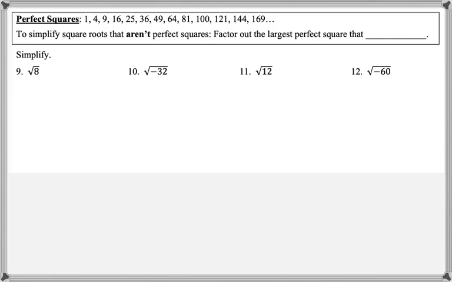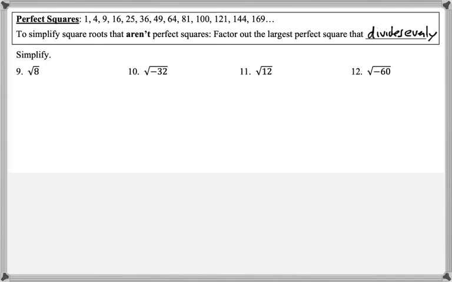So to simplify square roots that aren't perfect squares, we want to factor out the largest perfect square that divides evenly. So number 9 is the square root of 8. As you can see, 8 is not a perfect square. And if you were to type the square root of 8 on your calculator, you would get a decimal. And we don't want that decimal answer.